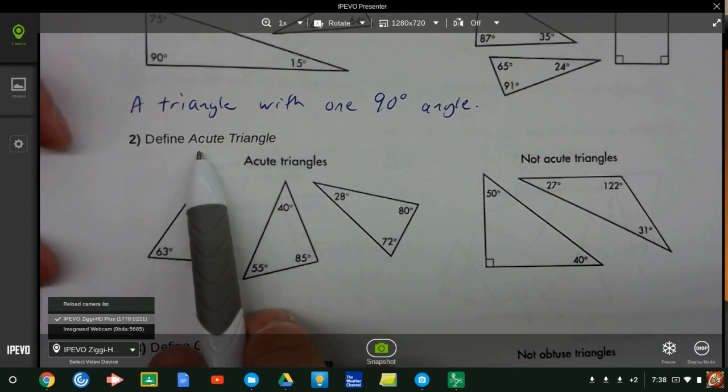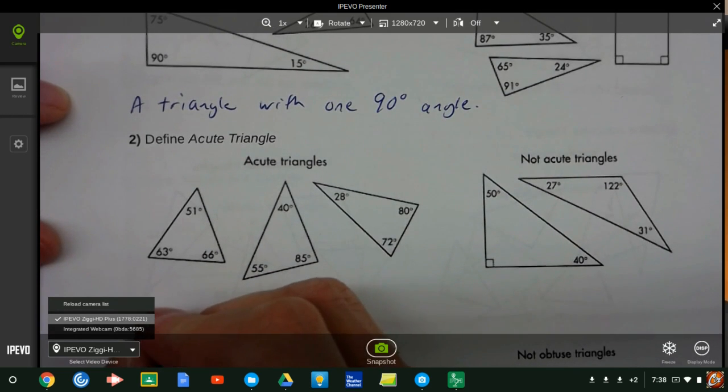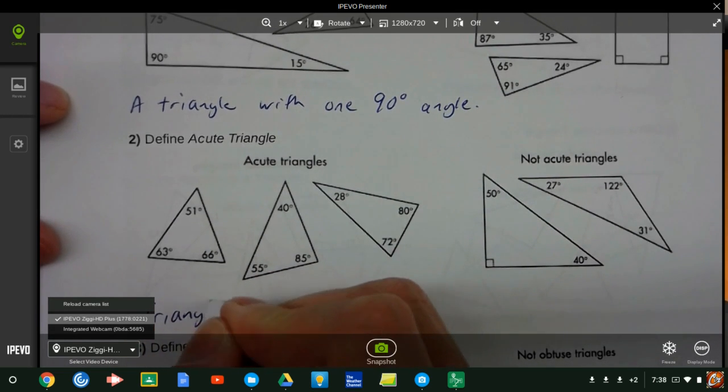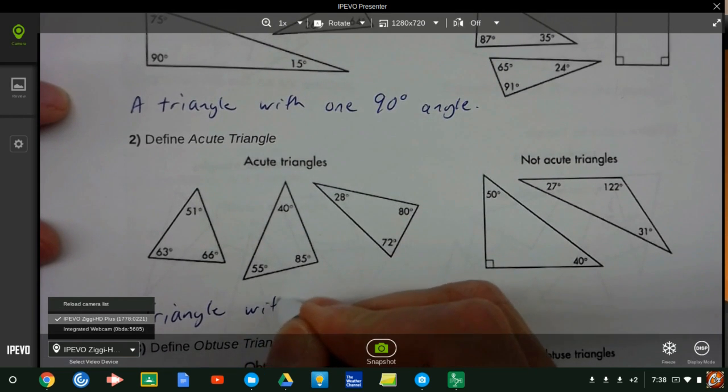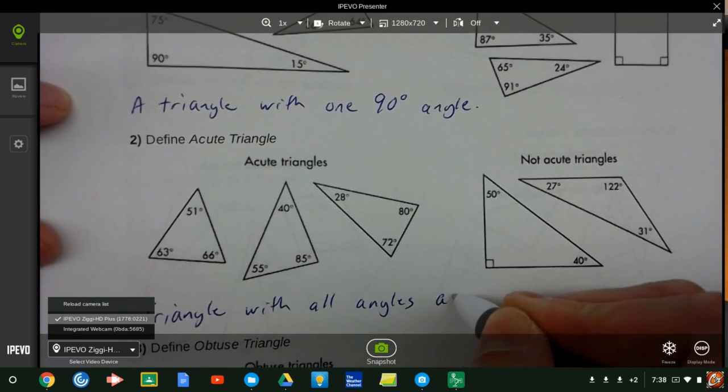Okay, acute triangles. Well, we already talked about what acute angles were. So acute triangles are triangles that have acute angles. Notice there's a right angle there. There's an obtuse angle there. So these are triangles with all angles acute.